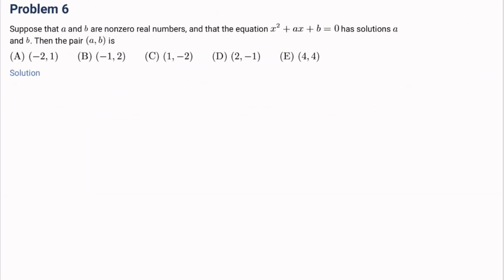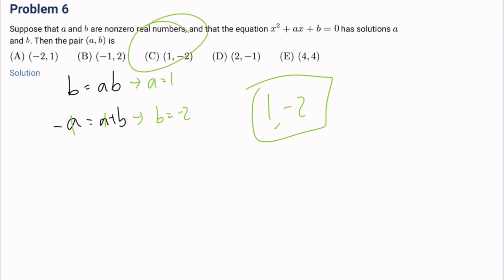Number 6, suppose that a and b are non-zero real numbers and that this equation has solutions a and b. Then the pair a comma b is? Okay, so since a and b are the solutions to these things, and we know that b is the product of the roots, so b is a times b, and negative a is the sum of the roots, so it's a plus b, right? And so from this we can get that a equals 1, and since a equals 1, then we can get that b equals negative 2, so we have 1 comma negative 2. That's the answer. It's C.